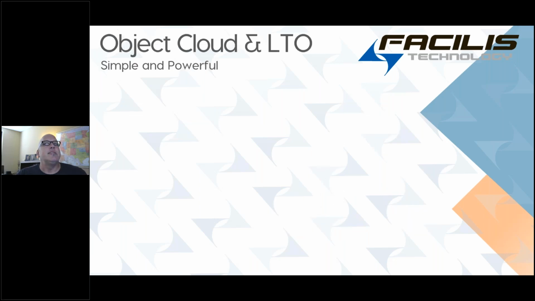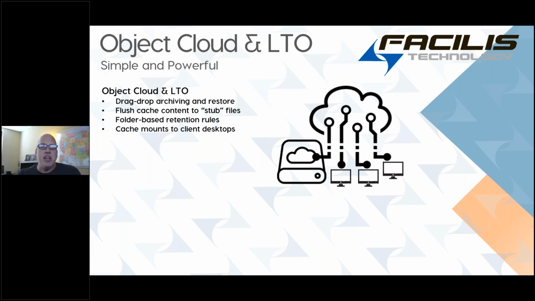So I want to get into a little bit about what's specifically about Object Cloud and Object LTO. We're going to be talking about today some of the unique features about that. First off, it was built to be an archiving system to the cloud and to LTO tape. So it's a drag and drop archive, drag and drop restore. If you don't have FastTracker incorporated into the network, then it's a simple drag and drop to a cache volume, which I'll explain a little bit about what the cache volume is.